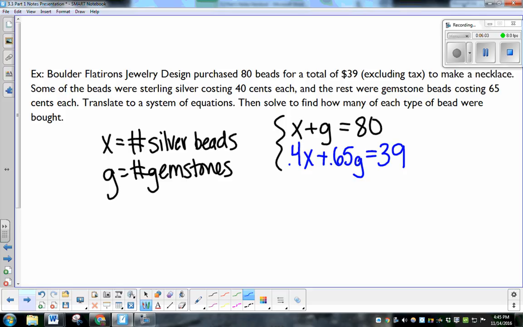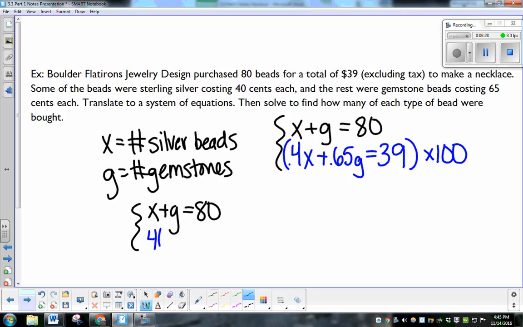Now, you might be looking at this equation and thinking you really don't want to deal with all those decimals, and I kind of agree. So what I'm going to do here is change this. I'm going to keep the first equation in my system the same, X plus G equals 80. And my second one, I'm going to make it all in cents. So basically I'm going to multiply everything by 100, which means to move the decimal to the right 2 places. So I'm going to make this 40x plus 65g equals 3,900. That way you just get rid of the decimals. You solve it just as usual.